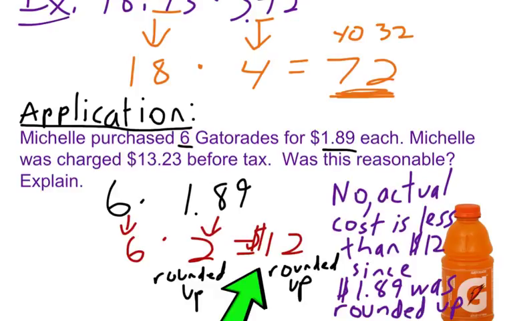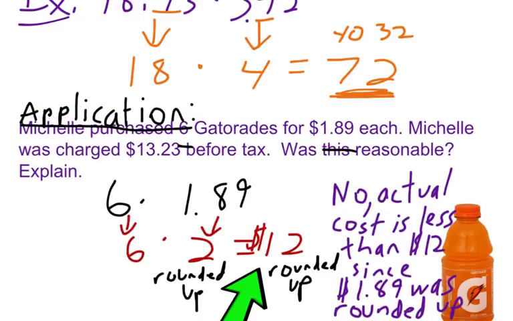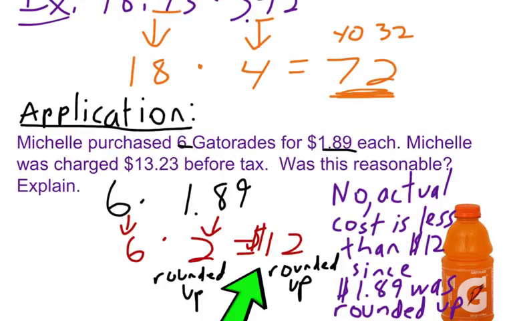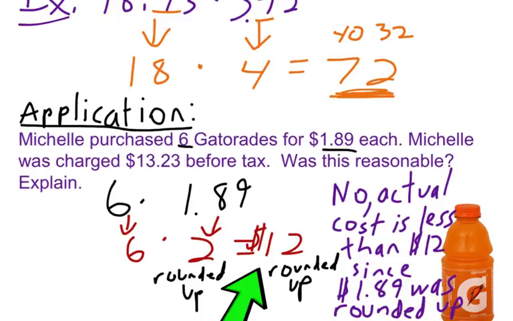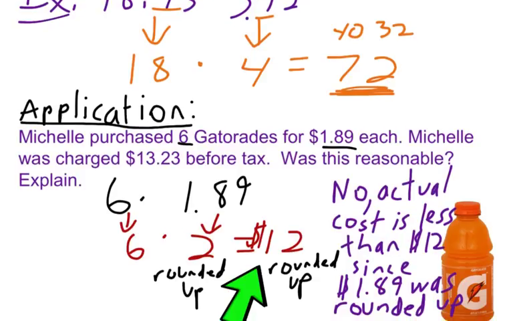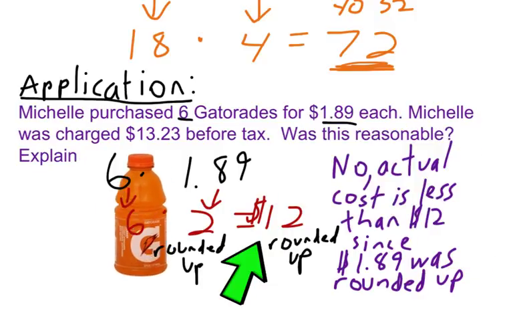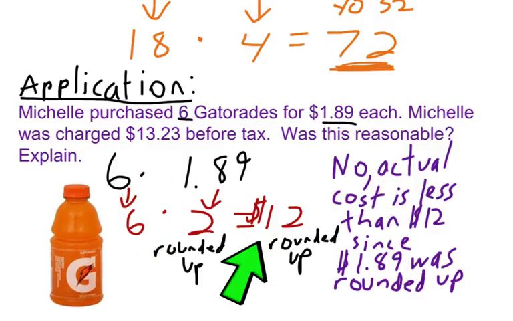And really what happened in this case, you might have guessed, there was an extra Gatorade that was charged. Sometimes this happens as you're going through and they're scanning. They may scan an extra one or think it's scanned and it scans twice. So an extra Gatorade was charged. That's why it came out to be $13.23. All right.